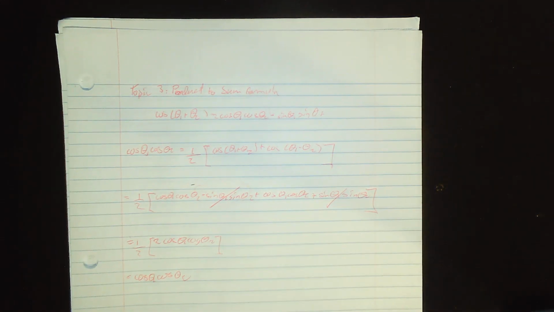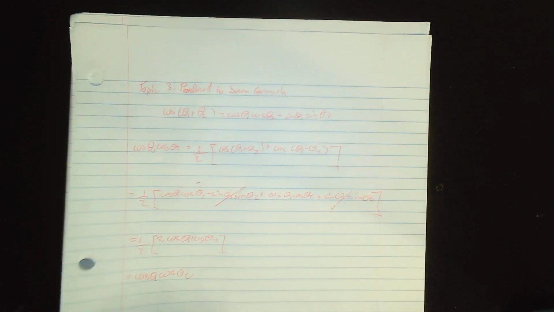Now this works for a multitude of other examples. I might get a different page out here so I have a little bit more room to write these other two. Let's say instead we proved that the sine of theta 1 sine of theta 2 was equal to 1/2 bracket cosine of theta 1 minus theta 2 minus the cosine of theta 1 plus theta 2, like so. Now we can prove this in a similar way. We will expand it like we did before.